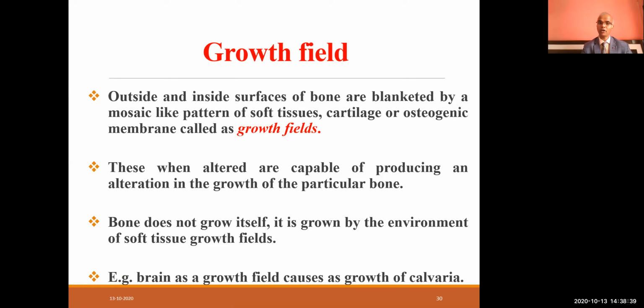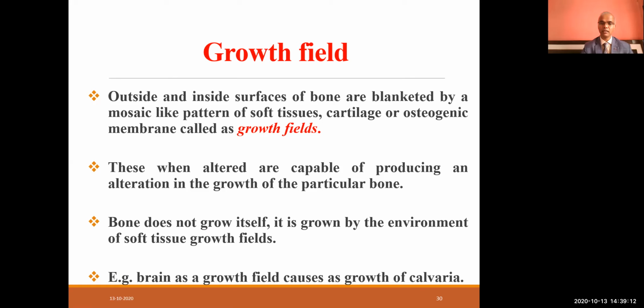We know that the bone does not grow by itself. It is grown by the environment of soft tissue growth. Means soft tissue causes the growth of bone. Means growth in soft tissue. For that growth in soft tissue, for the compensation of that growth, the bone is grown. Means bone reacts to growth of the soft tissue.